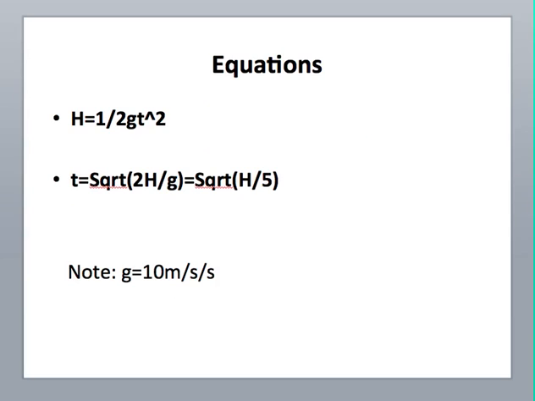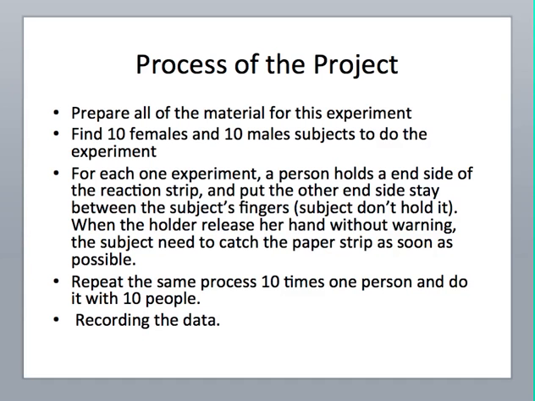I use the following equations to calculate my data. The first one is h equals 1/2 times g times t squared, and the second one is t equals the square root of 2h divided by g, which equals the square root of h divided by 5. In all of the calculations I use the approximate gravitational acceleration of 10 meters per second squared, so it will be easier to calculate.